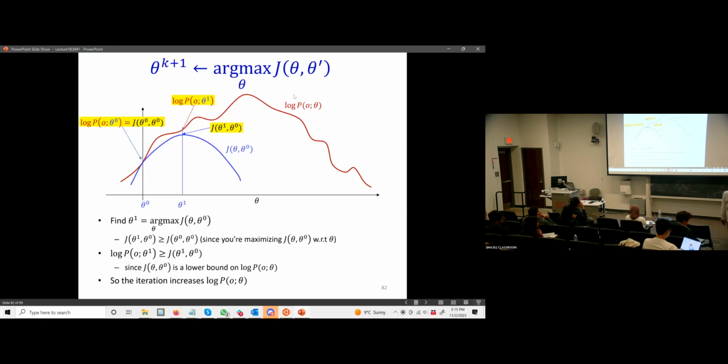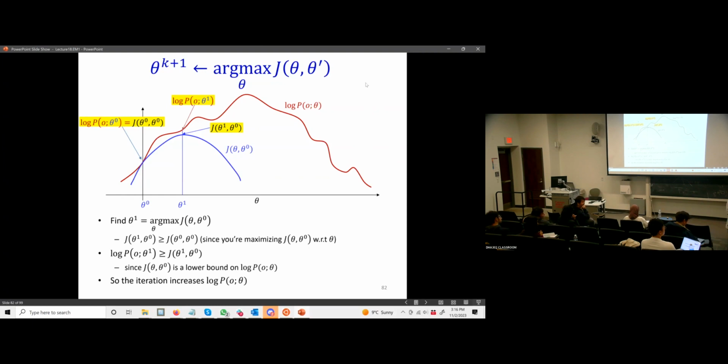So if the J function is a lower bound, where the second theta in the J function is the J's parameter, and I have a function of this kind, this is my log of P of O. If my J function is touching it right here, then the J function cannot be higher. If you maximize the J function, you're going to be stuck at the same point because it's always a lower bound. So in that case, we won't be able to optimize further. It's at a peak. That is a local optimum.